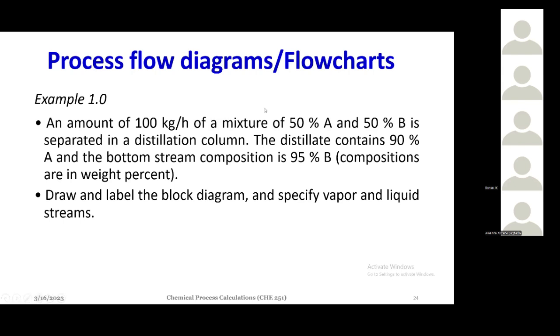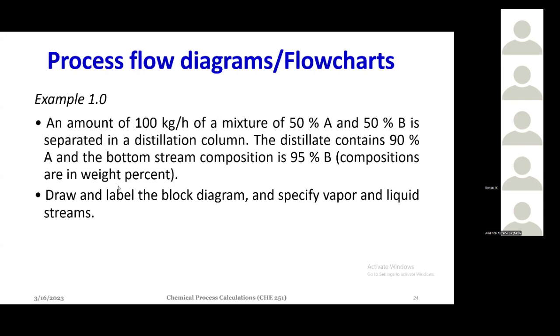Now, because we've been given our total mass flow rate here, it means that the mass flow rate of A will be 50 kilograms per hour, not 50 grams. And then the mass flow rate of B is also 50 kilograms per hour. So we have this separated in a distillation column. The distillate contains 90% A, and the bottom stream composition is 95% B.